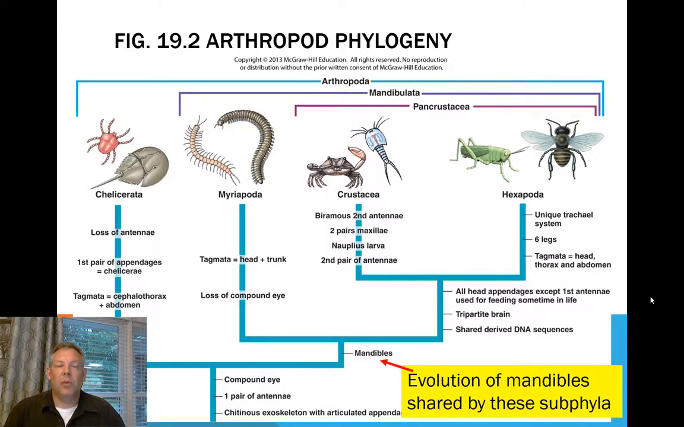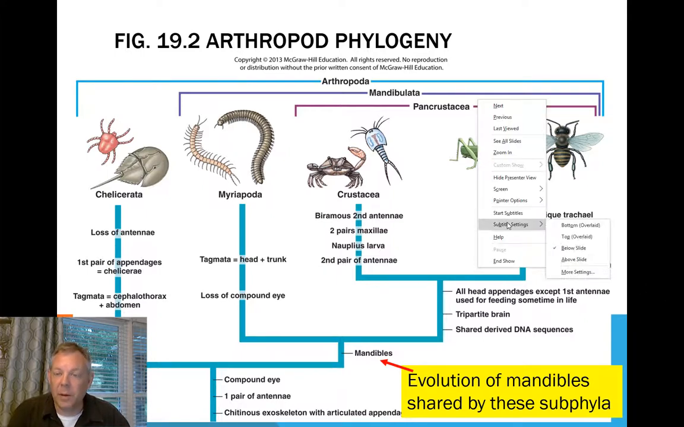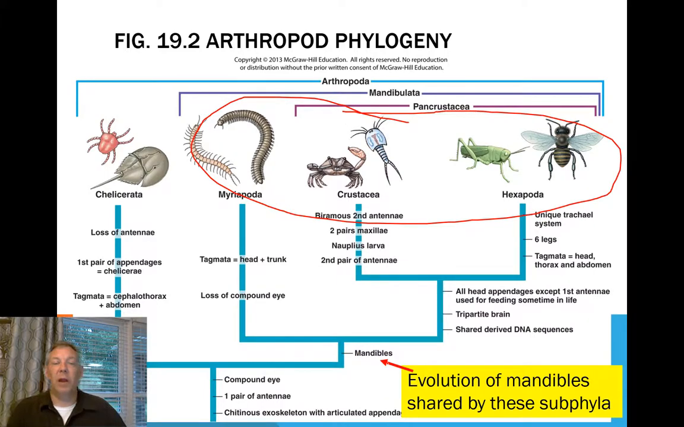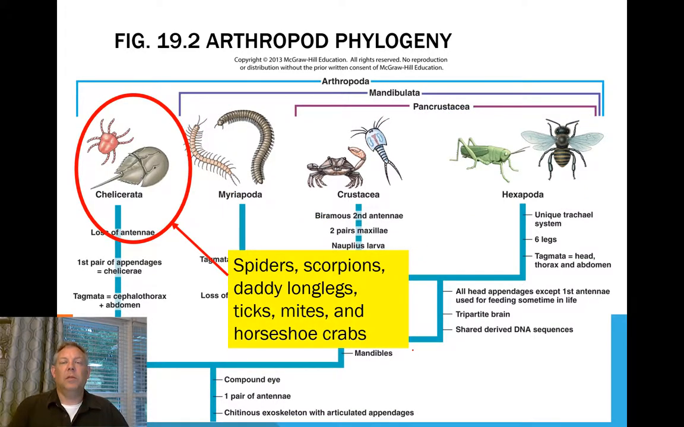So the evolution of mandibles is shared by these subphyla. Let me get my pen out here. Here's my pen. So you've got these subphyla, which have the shared derived characteristic of the mandible. And the chelicerae are shared by those in the Chelicerata. From the name of the subphylum, you can sometimes figure out characteristics of the subphylum, right?